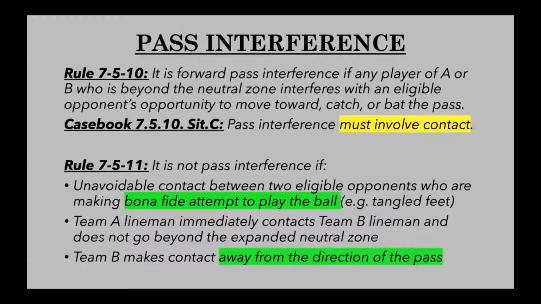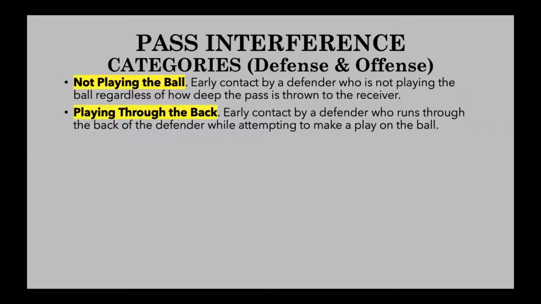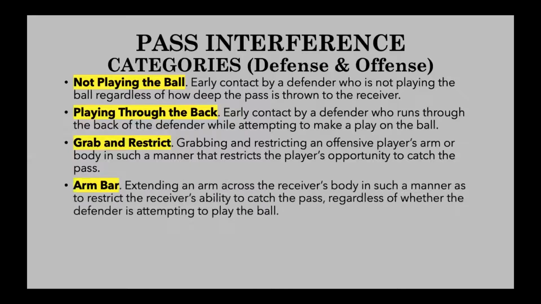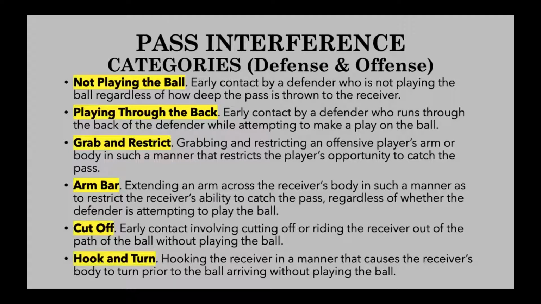So just like holding, there are categories we want to take a look at. The first 6 of these categories can apply to the defense and the offense, but it's mostly there for defensive pass interference. It's not playing the ball, playing through the back or playing through the body, a grab and restrict, an arm bar, a cutoff, or a hook and turn.